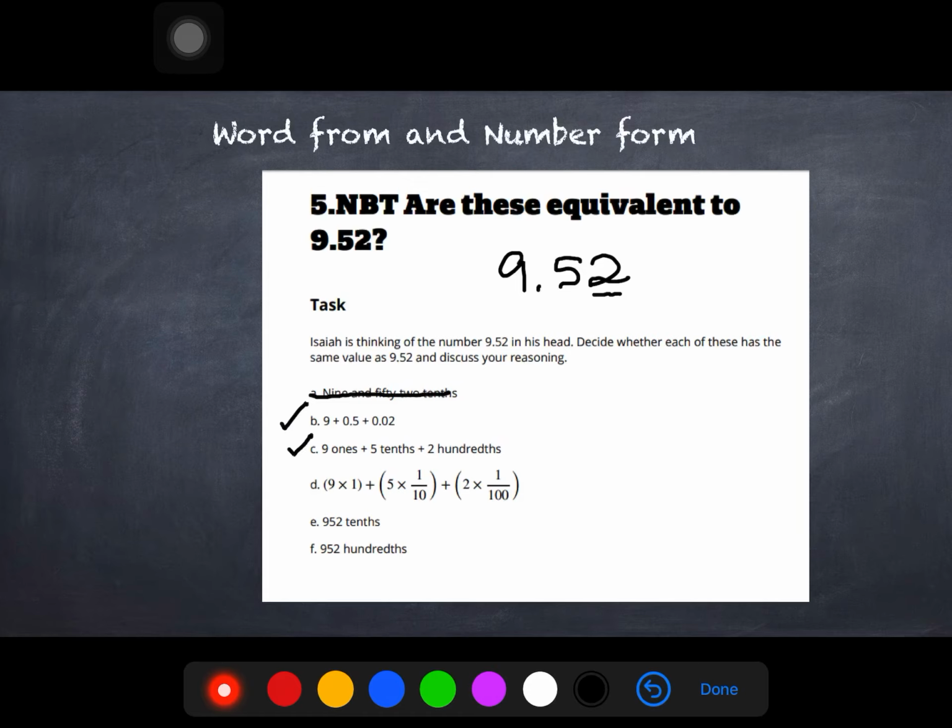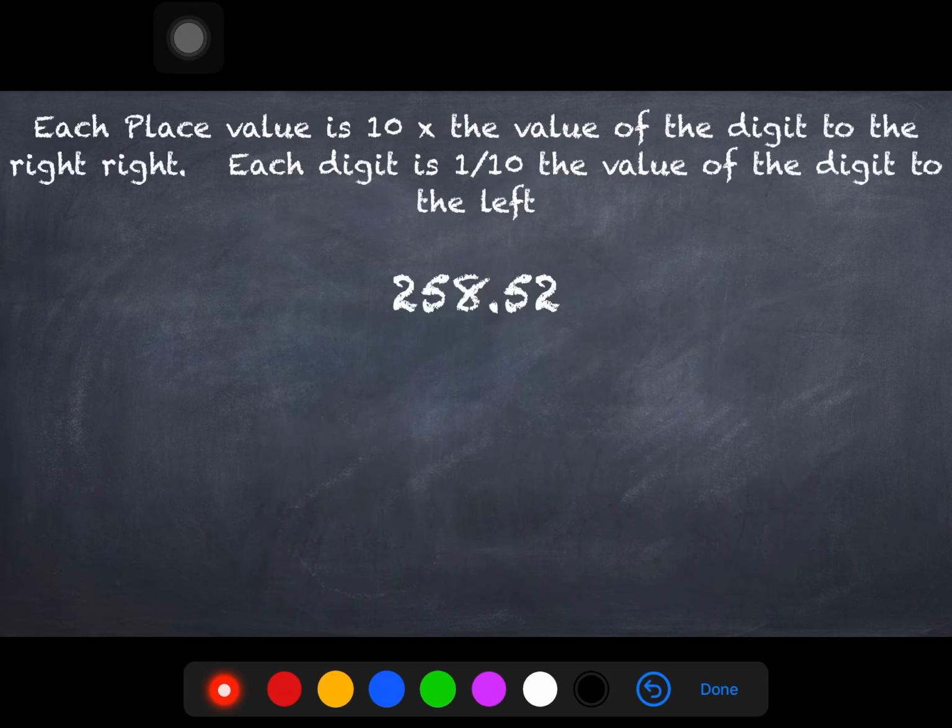Yep. How about 9 times 1? Yes. 5 times 1/10? Yes. And 2 times 1/100. Yep, that works too. 952 tenths. Nope, because that is hundredths. So 952 hundredths is how you would solve that. Go through each one individually.